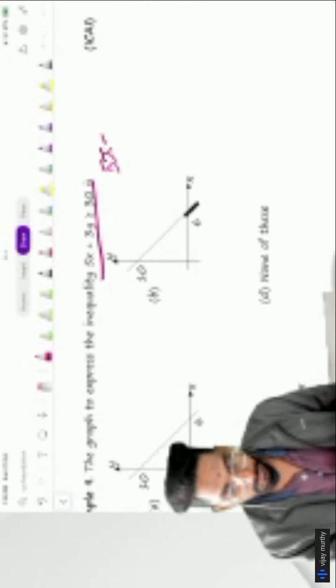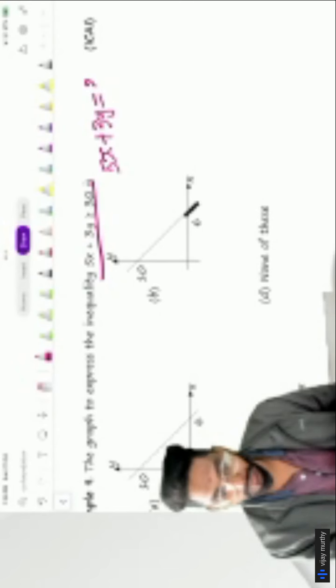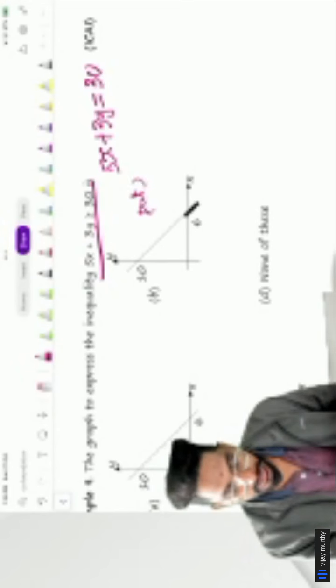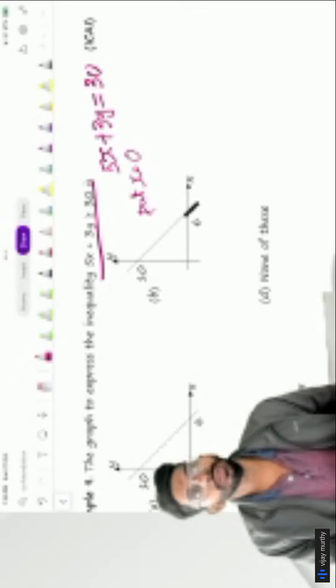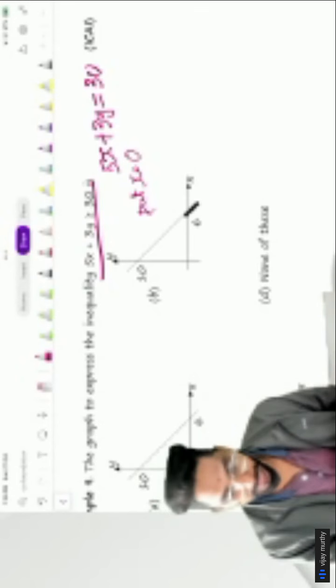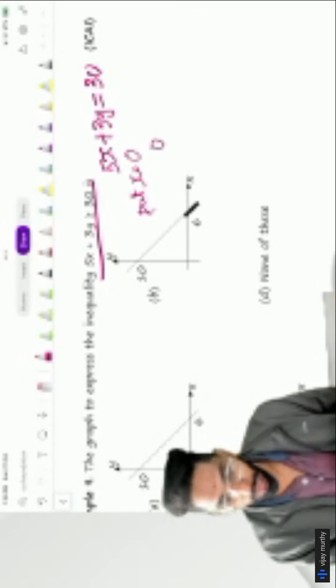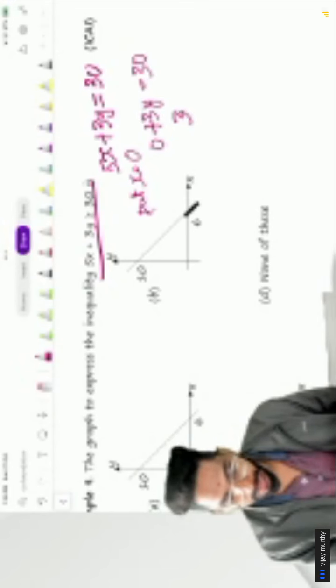5x plus 3y greater than or equal to 30, identify it graphically. How to do such questions? First step, write 5x plus 3y is equal to 30. Now I will put x as 0. What you should do? Put x as 0. If I put x as 0, what happens? 5 into 0 is 0 plus 3y is equal to 30. What is the value of y? 3y is equal to 30, y is equal to 10.